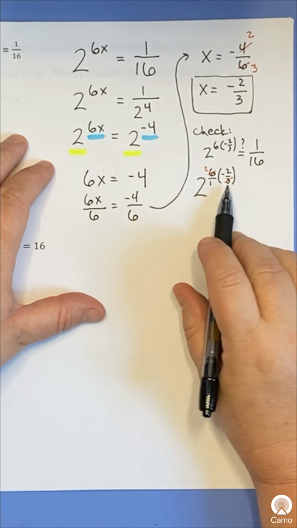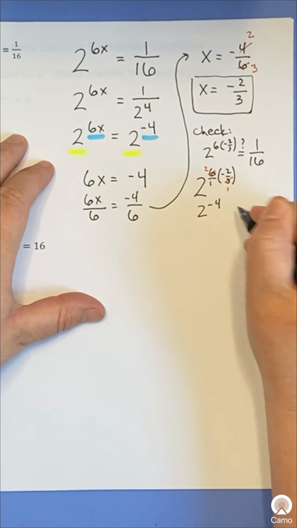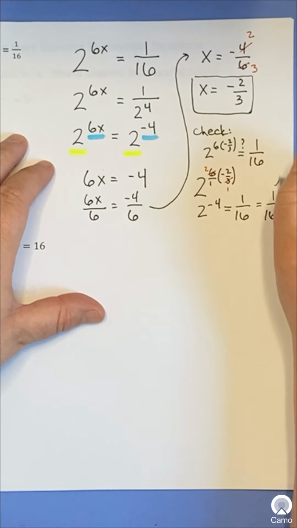So then I cancel the 3 and I get a 2 there, so I get 2 to the negative 4th, which I already know is 1/16.